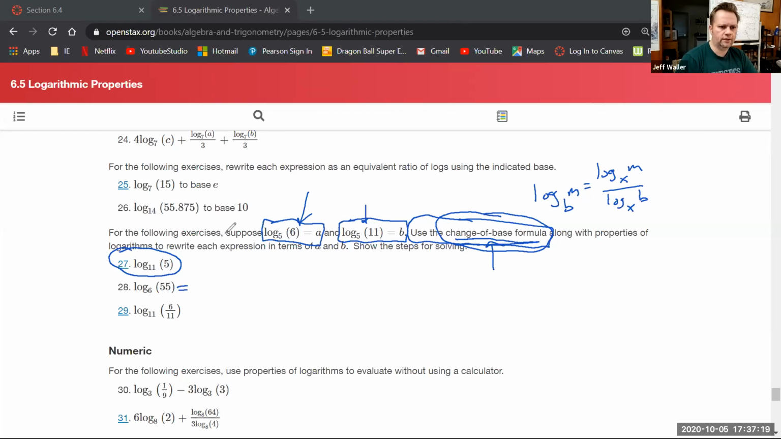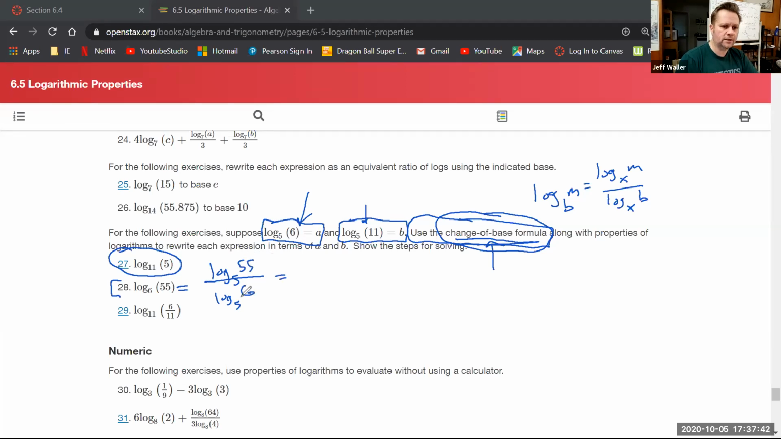So if I rewrite this in terms of base 5, so log base 5 of something over log base 5 of something, what's going to be on the bottom? Log base 5 of... I'm sorry, I'm looking at this wrong. 6. Sorry. Yeah, so the base is on the bottom and the inside's up top.